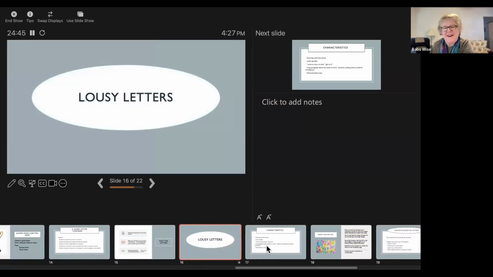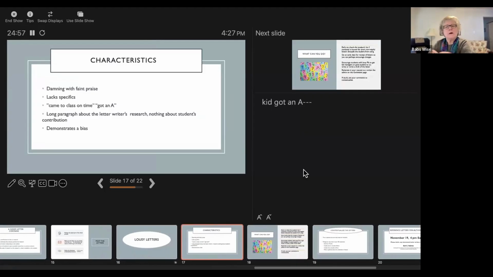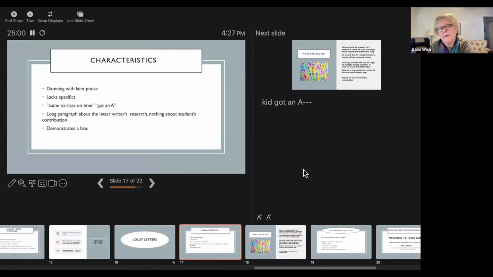Lousy letters. I don't know what else to call them, but those letters that just aren't right. What do you do about them, and what do they look like? For me, the characteristics are where they damn the student with faint praise. I'm sure you can all think of an example, and of course, my mind has just gone blank. But, oh, the student attended class every week, and they participated, or came to class on time.